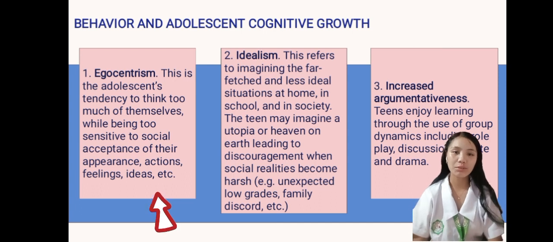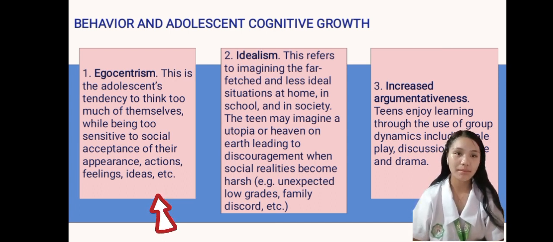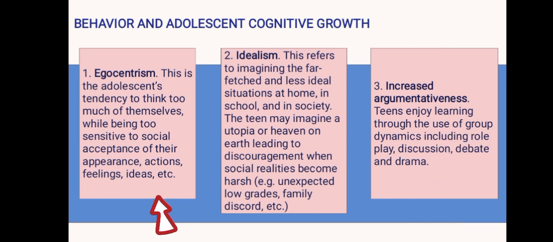Behavior in adolescents' cognitive growth. First is egocentrism. This is the adolescent's tendency to think too much of themselves while being too sensitive to social acceptance of their appearance, actions, feelings, ideas, and etc. Egocentrism ay tungkol sa pagiging center ng atensyon ng kabataan sa kanilang sarili at mahirap nilang maunawaan ang perspektiba ng ibang tao. Parang ang tanging nakikita nila ay ang kanilang sariling mundo lamang, parang nakasuot sila ng sarili nilang salamin kung saan lahat ay umiikot sa kanilang sariling mga iniisip at kanilang karanasan.